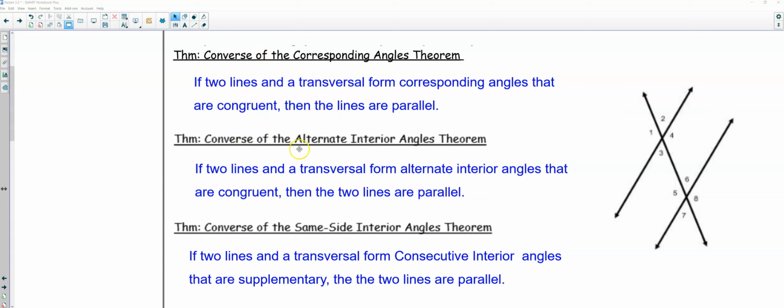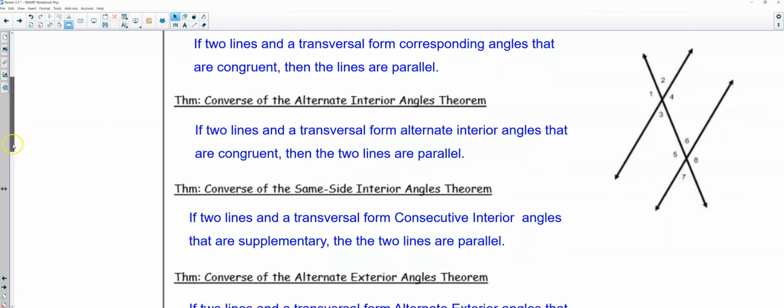We have the converse of the alternate interior angles theorem that says that if two lines and a transversal form alternate interior angles that are congruent, then the two lines are parallel. We also have the converse of the same side interior angles theorem. This is also called the consecutive interior angles theorem. If two lines and a transversal form consecutive interior angles that are supplementary, then the two lines are parallel. Remember, supplementary means that they add up to 180 degrees.